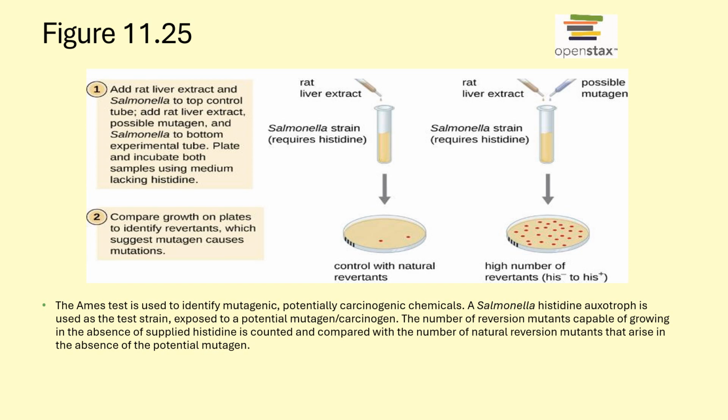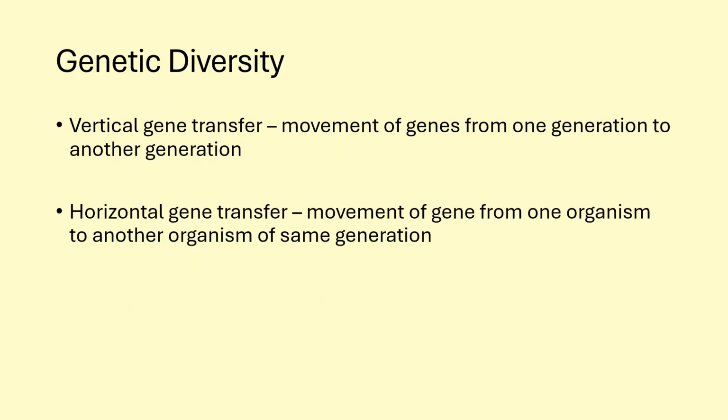The Ames test, once again, is a way of detecting carcinogenic compounds. So you've got your different strains here. You grow them, and after exposure, you're testing to see which ones are potentially carcinogenic ones. Genetic diversity. Vertical gene transfer refers to movement of genes from one generation to another generation. Horizontal gene transfer refers to the movement of genes from one organism to another organism of the same generation.